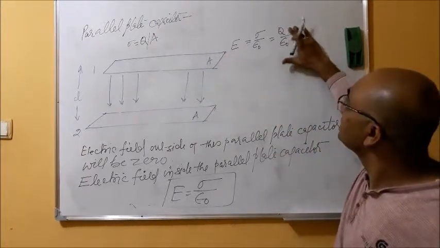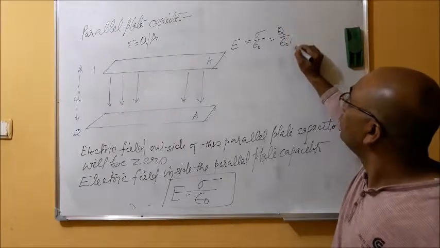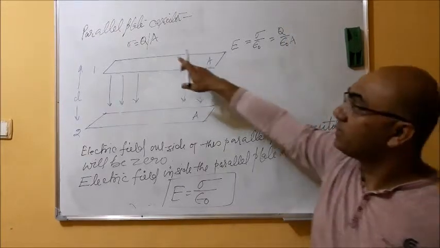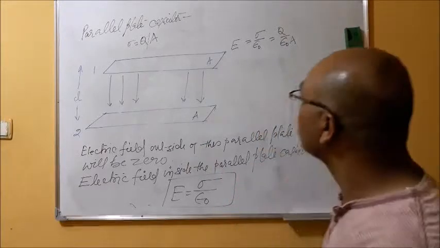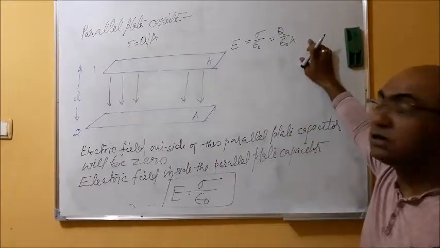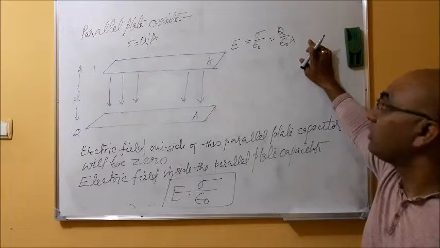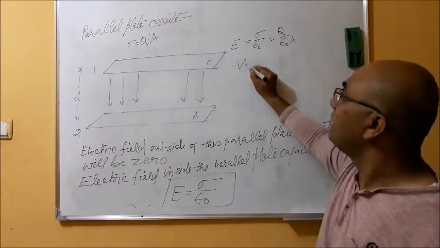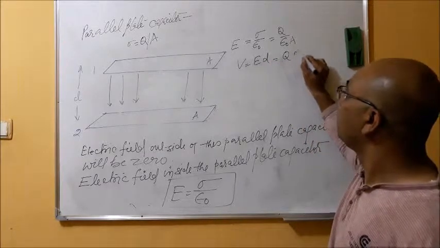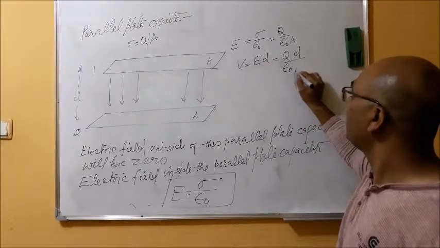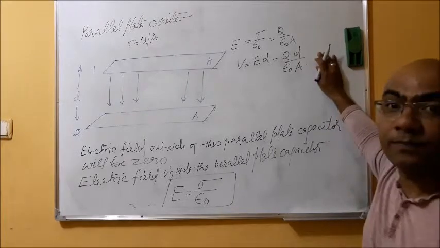So what will this be? This will be Q by A. Sigma, the surface charge density, is given by charge per unit area. So please correct it: the field is sigma upon epsilon naught, which is Q upon epsilon naught A. So what is the value of V? V is given by ED, so V is QD upon epsilon naught A.